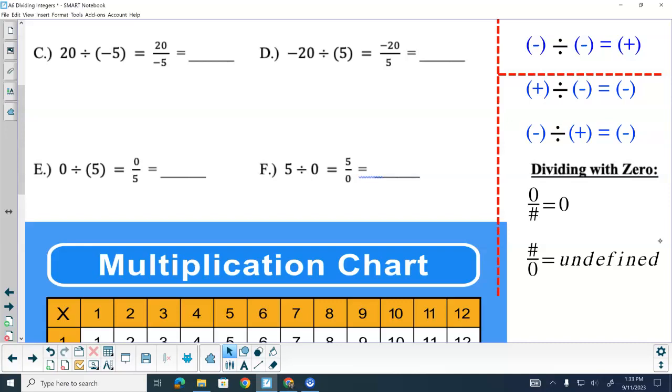Now, sometimes, I don't know if it still does or not. Hey Siri, what's 5 divided by 0?